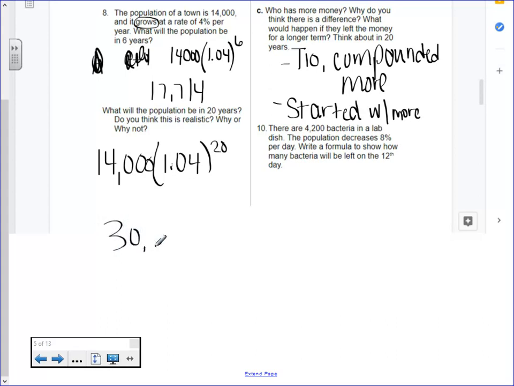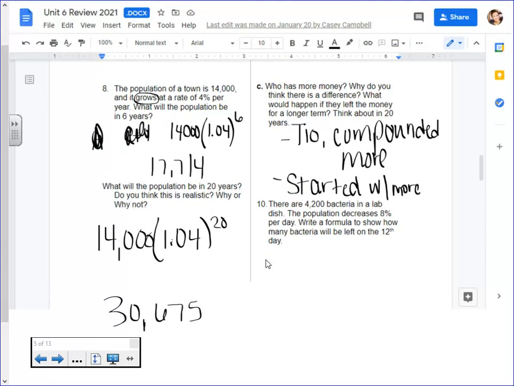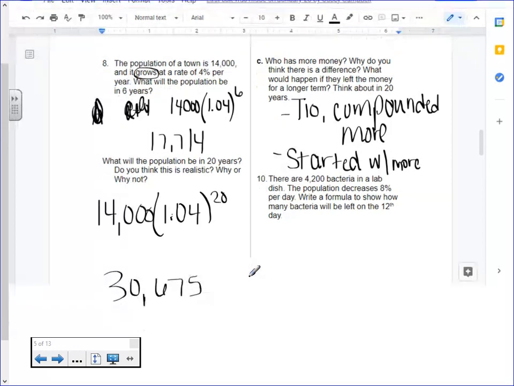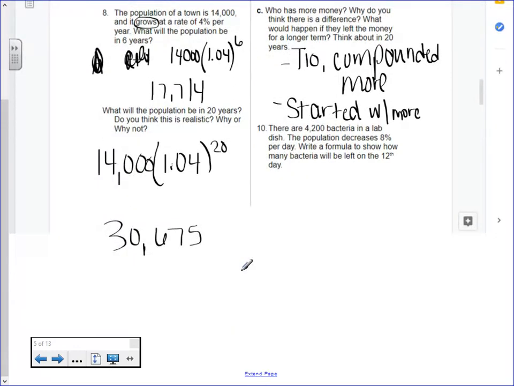30,675 people. So we started in this town with 14,000 people, and after 20 years, we have 30,675 people. This is more of an opinion, but do you think that's realistic? Why or why not? If you think no, tell me a reason. Okay, if you think that it is realistic, someone give me a reason why.